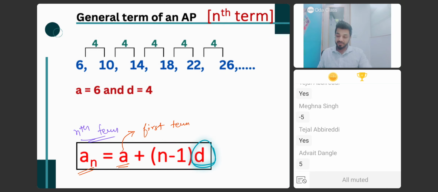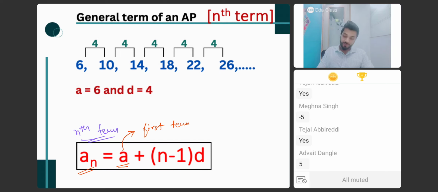And d, you know, is the common difference. D is your common difference. And n is whichever term you need to find; that represents your n value. Okay, so this is the formula: an equals a plus n minus 1 times d.